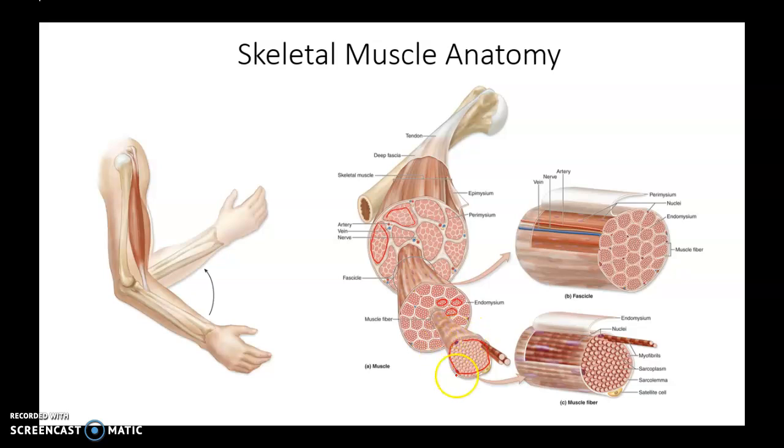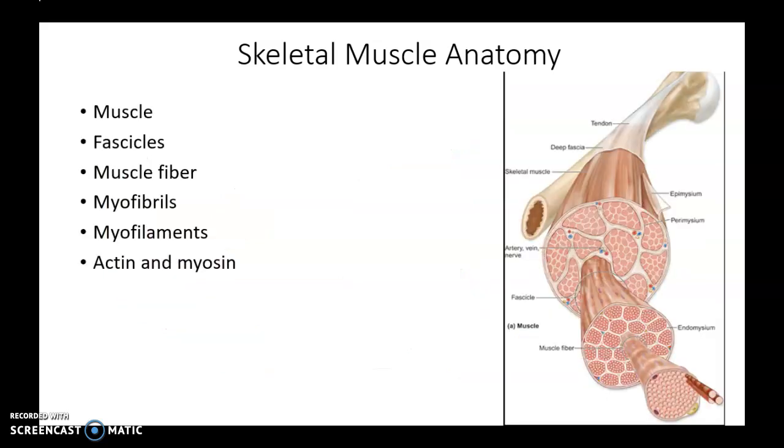Now if you zoom into each muscle fiber, as we do here, we see that each muscle fiber is made up of these structures, and these are called myofibrils. So here we see two myofibrils. Okay, and then if you zoom into myofibrils, you will see that they are made up of myofilaments, and there are two types of myofilaments, actin and myosin.